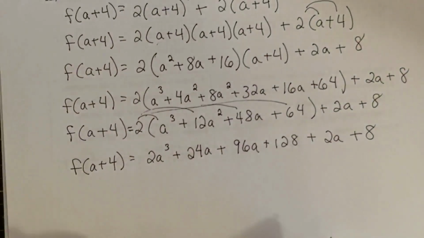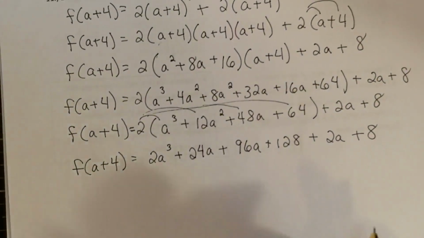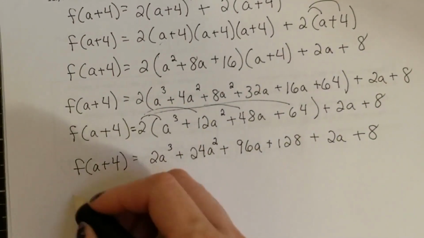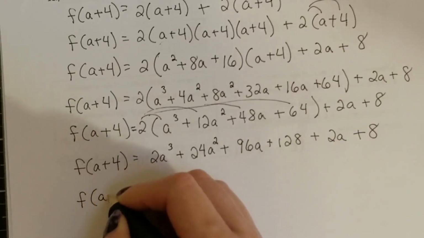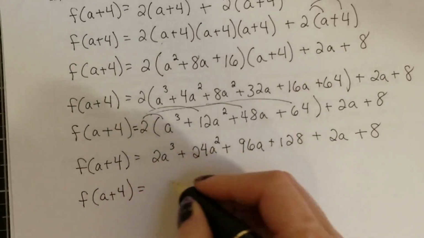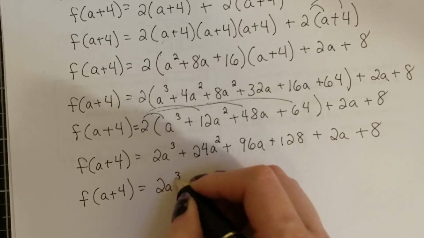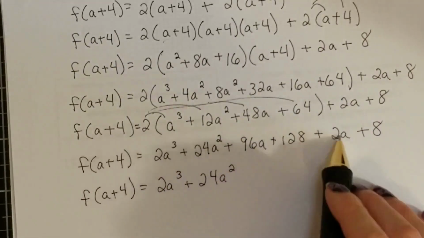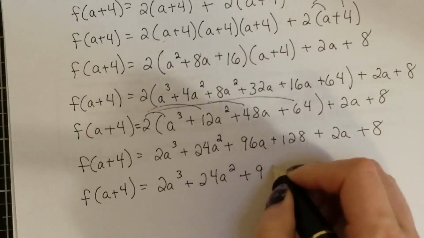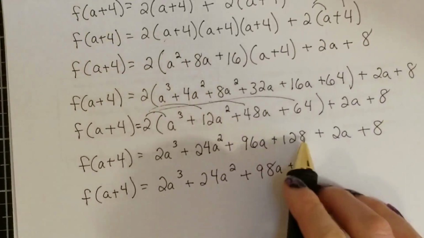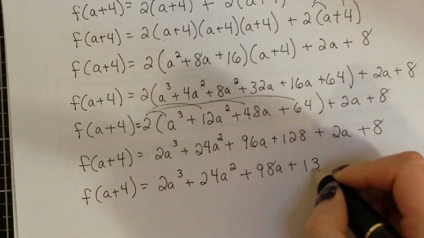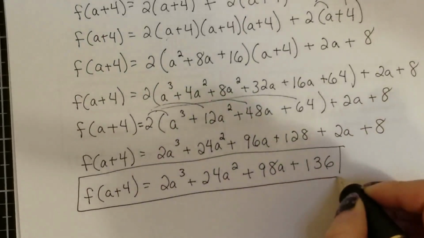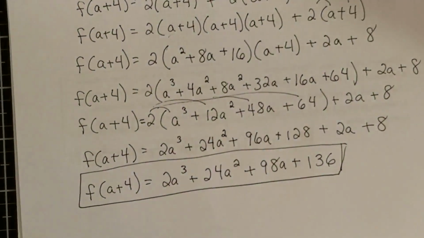All right, now we still have to combine one more time. Oh, I totally forgot the 2 on that one. Make sure you add that in if you forgot it also. Okay, we're almost done. 2a to the third plus 24a squared. 96 plus 2 would be 98a. 128 plus 8 would be 136. And this is the answer that would be on the page.